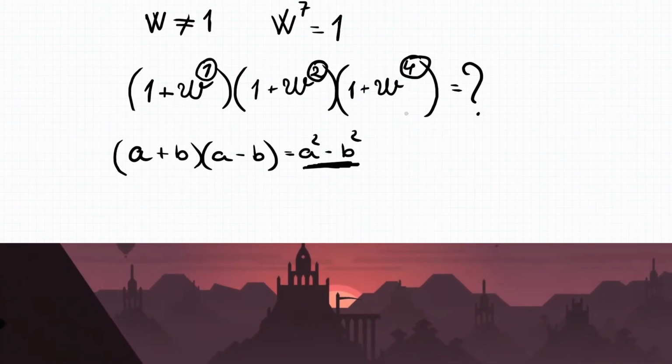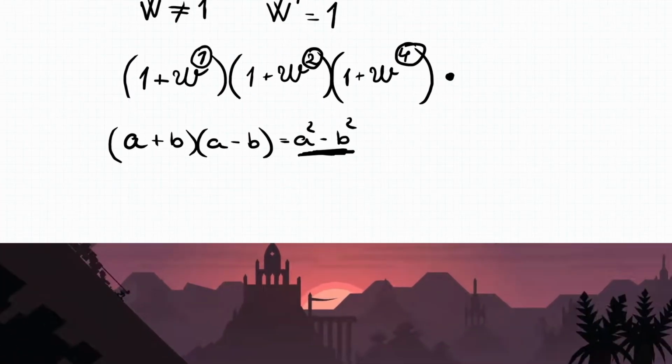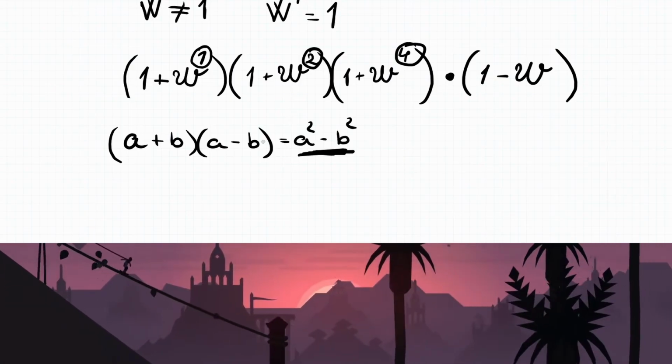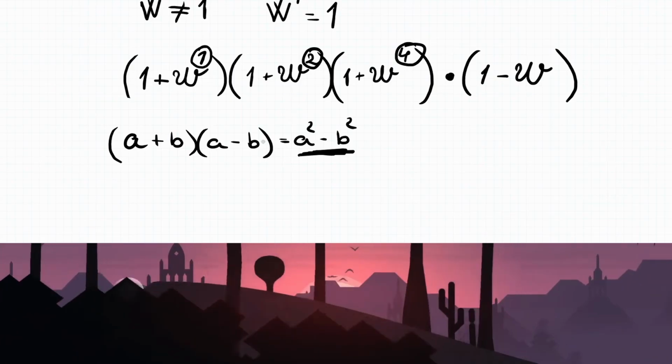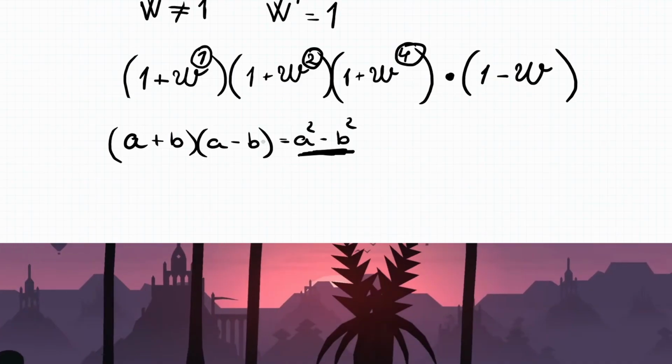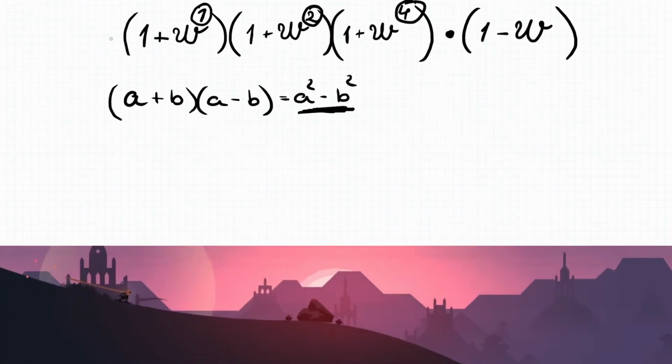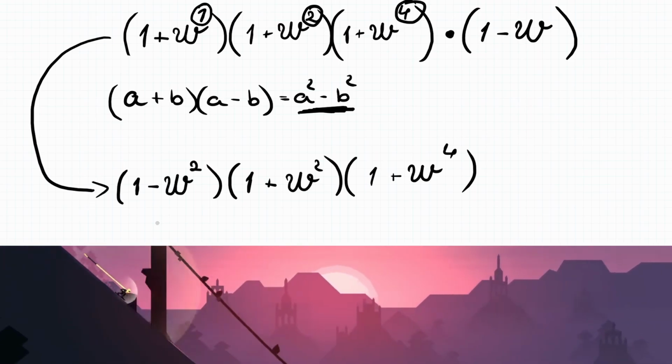So let's multiply the entire expression by 1 minus w. Now we're not changing the problem permanently. We're just creating a structure that simplifies beautifully and later will divide back. Watch what happens. First, 1 minus w times 1 plus w. That becomes 1 minus w squared.